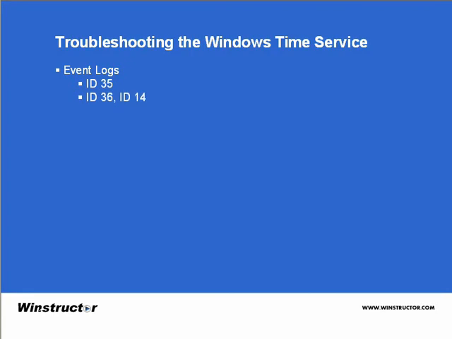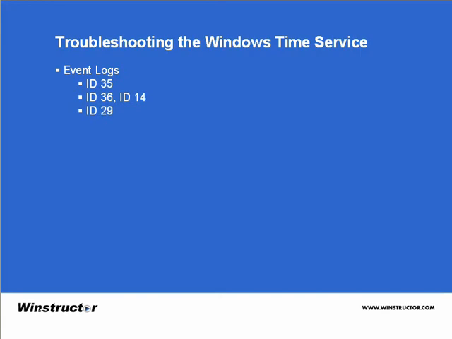Now event IDs of 36 and 14s are warnings that your time service has been unable to synchronize with the time server, and the 14s indicate that your client was unable to locate a domain controller to synchronize with. In these cases, check that your domain controllers are up and that they're working properly.